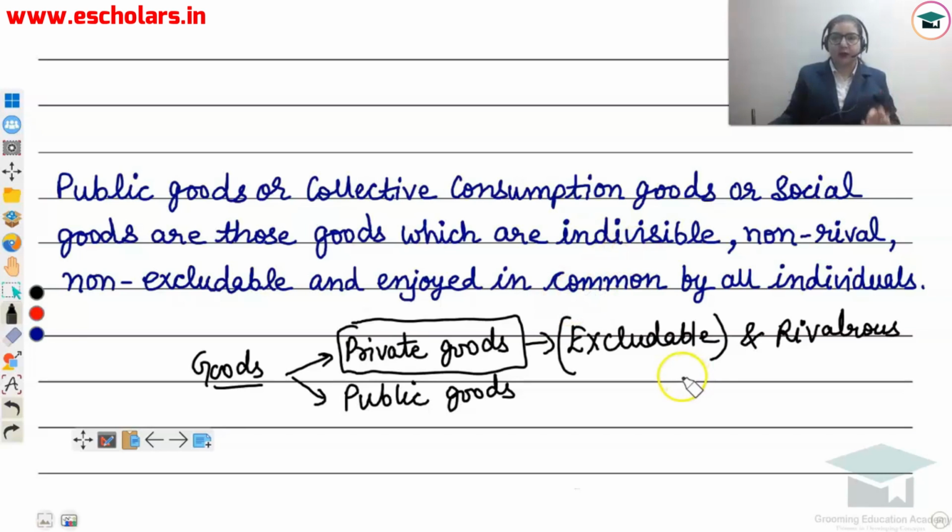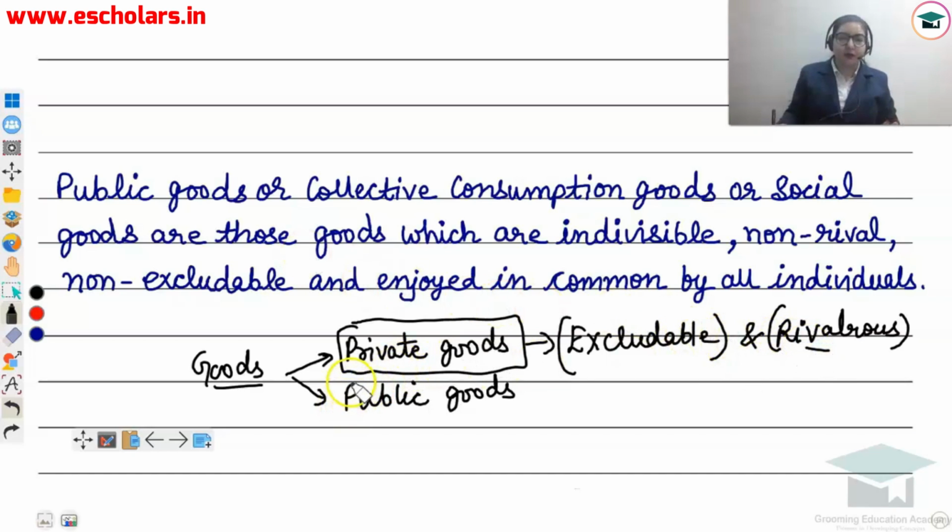Next, along with being excludable, private goods are rivalrous too. Now, what do you mean by private goods are rivalrous? It means that the consumption of a private good by one person prevents the consumption of that good by the other person. For example, if Mr. Ram is consuming an apple, then Mr. Sham cannot consume that same apple, right? So these are rivalrous in nature also.